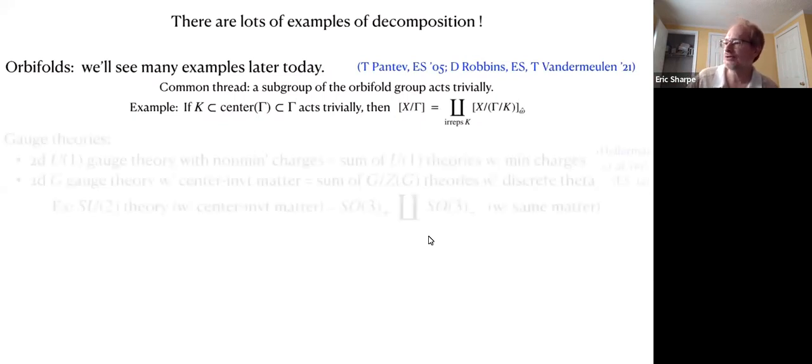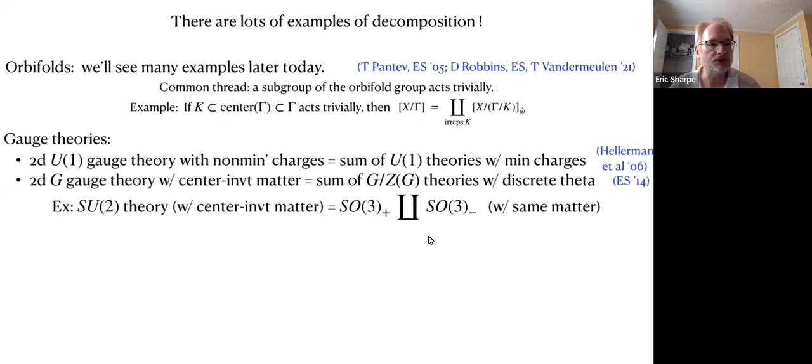Now, this is not just specific to orbifolds. This also happens in gauge theories. If I have a two-dimensional, say, U1 gauge theory with non-minimal charges, that turns out to be the same thing as a sum of U1 theories with minimal charges. And to really explain that, we have to have a longer discussion about how to define charges, what non-minimal means. I'm sweeping all those details under the rug for the sake of time.